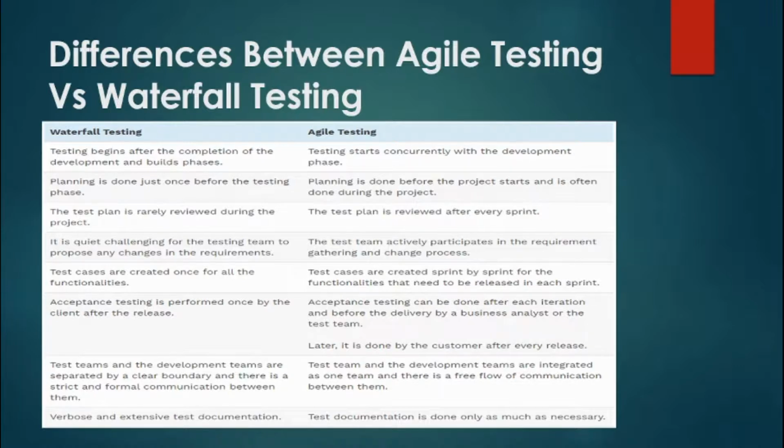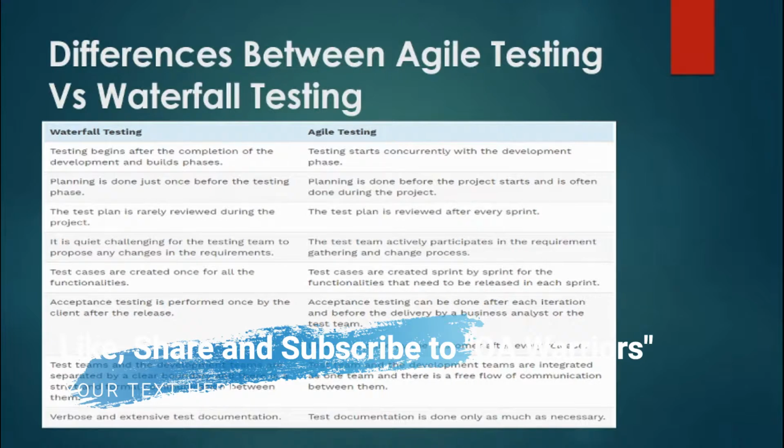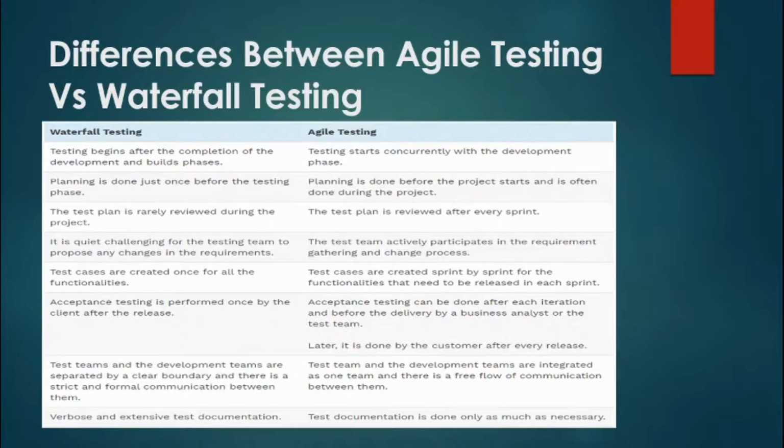In waterfall, the test team and the development team are separated by a clear boundary, and there is strict and formal communication between the developer and the testing team. You can say that if you have any queries, you have to consolidate all your queries and send a single mail instead of pinging them and getting your queries answered. But this doesn't happen in agile testing. The test team and the development team are integrated as one team, and there is a free flow of communication. If you have any queries related to your test data, or you are facing any issue, you can directly ping them and get your query resolved.